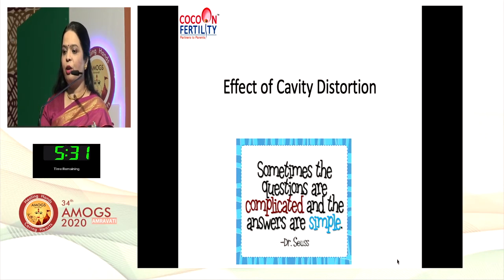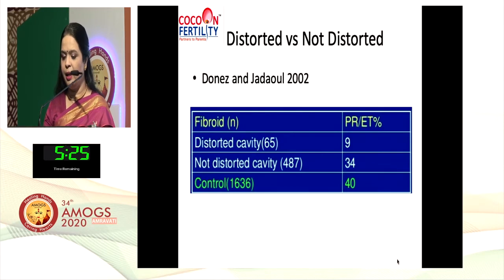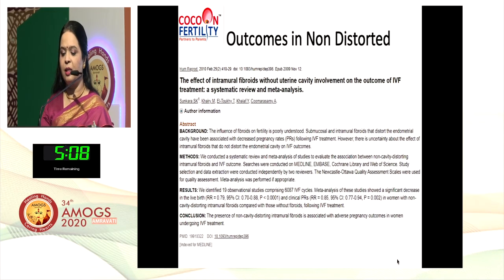Sometimes the questions do get complicated, but the answers are pretty simple. And for this, we need to go back to what our clinical experience has taught us till now. So if I have a distorted cavity versus a non-distorted cavity, personally, irrespective of the size, I'm going to try and correct the cavity. And that is what your papers say. A non-distorted cavity gives you a better success rate with IVF than a distorted cavity does.